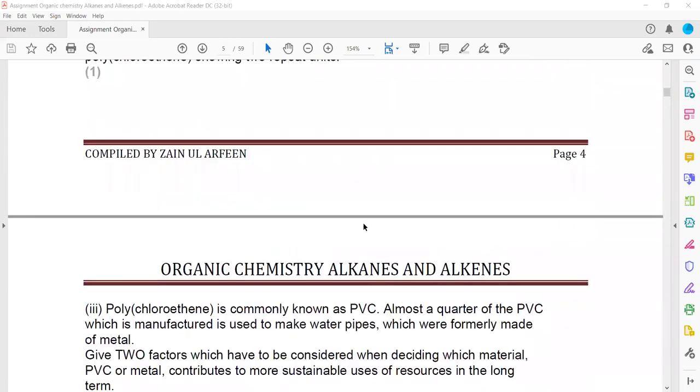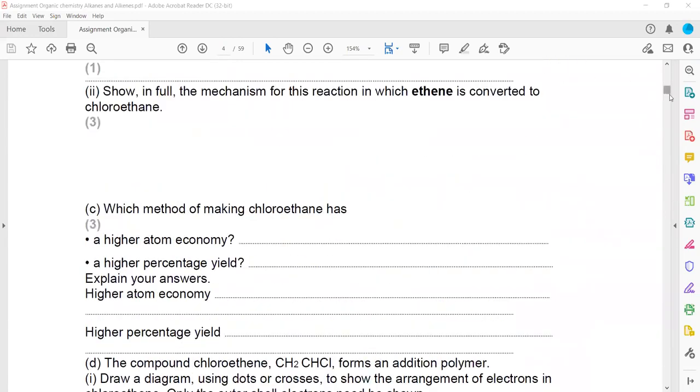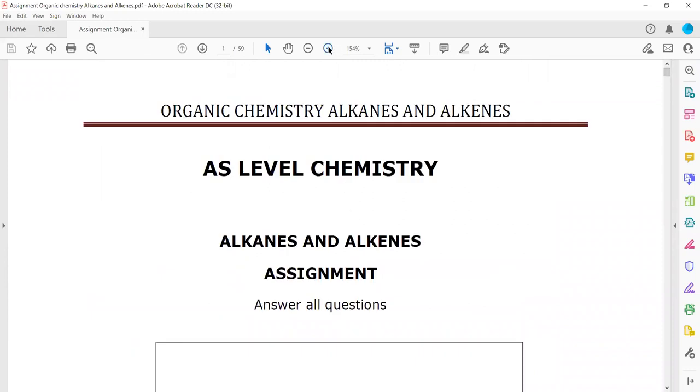So these are some organic chemistry questions. The next session will discuss more questions from this topic.